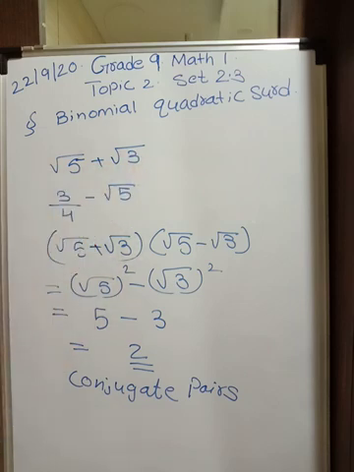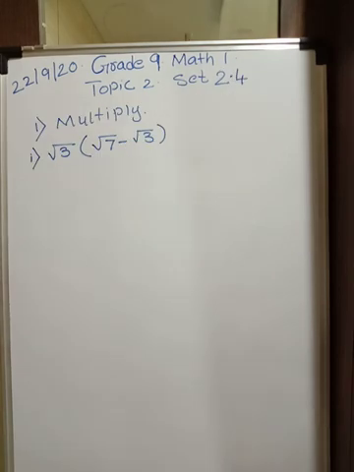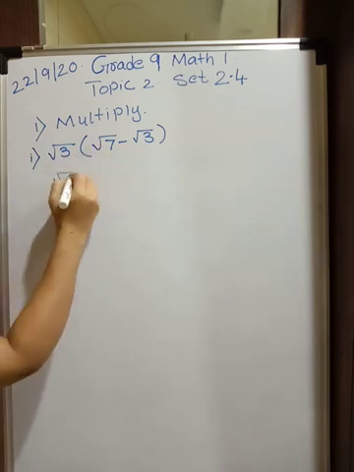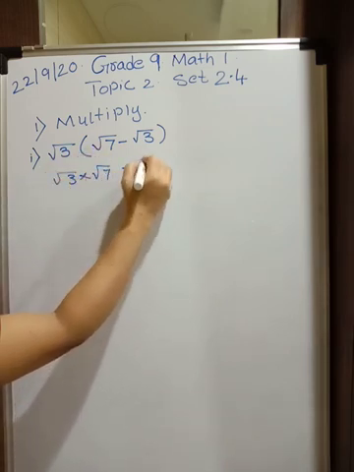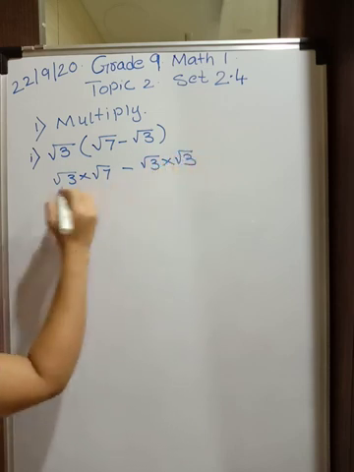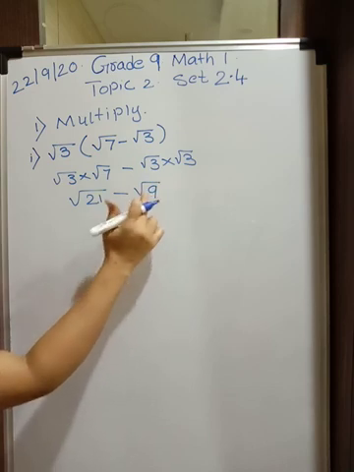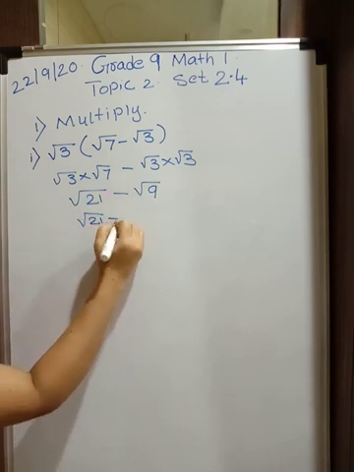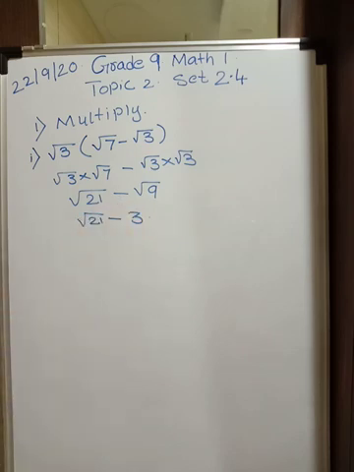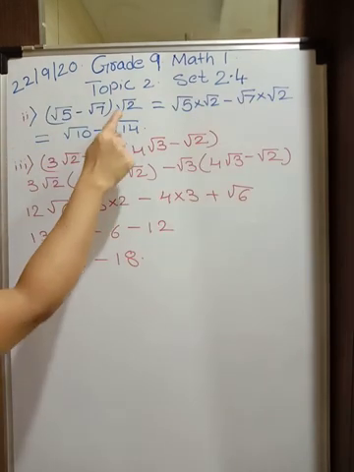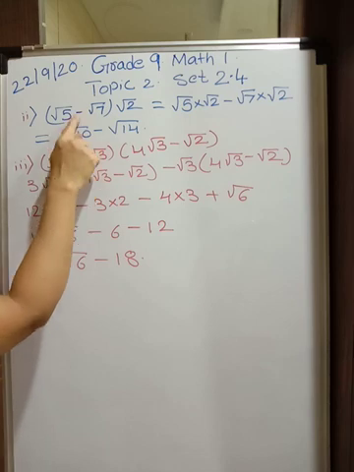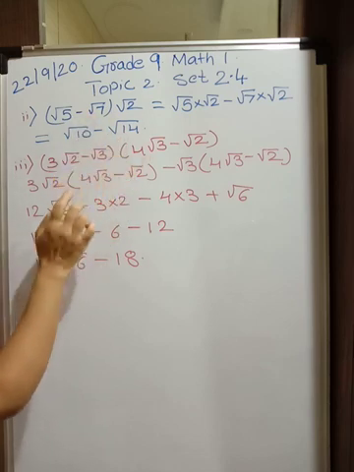So let's see the next exercise, that is exercise 2.4. Let's multiply, students. So root 3 first into root 7 minus root 3 into root 3. So this will be root 21 minus this is root 9. But root 9 is 3. So it will be root 21 minus 3. This is the answer. Now second problem is very easy. Root 2 into root 5 is root 10 minus root 7 into root 2 is root 14. That's all.